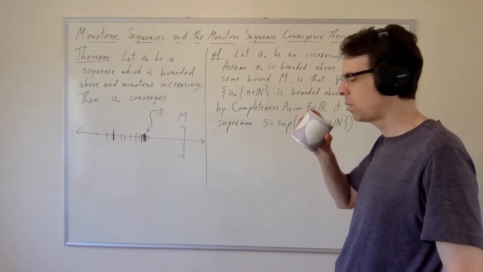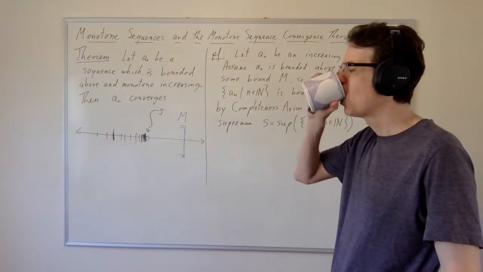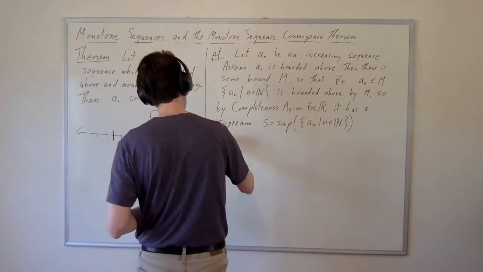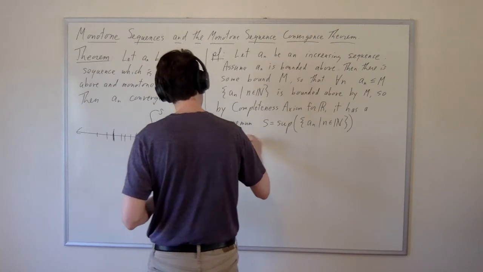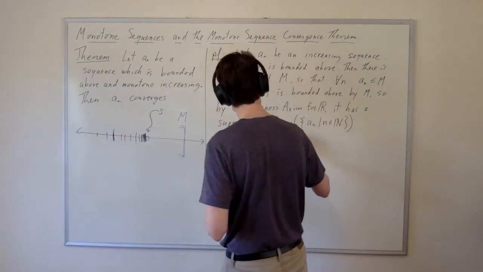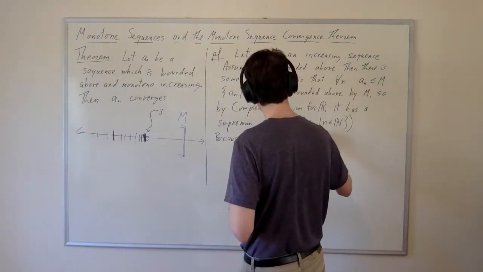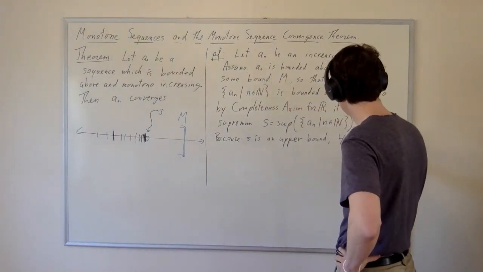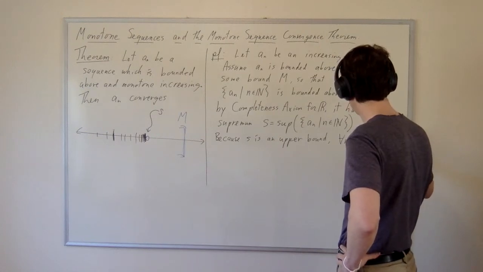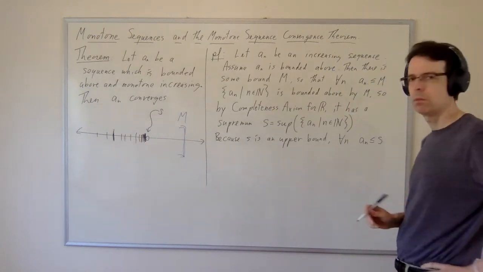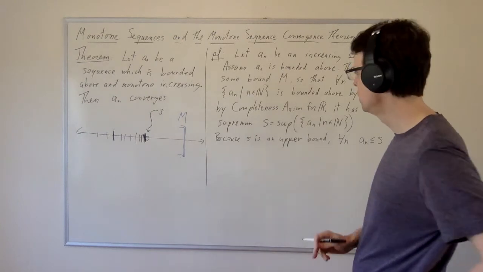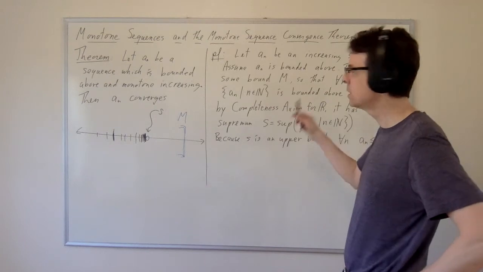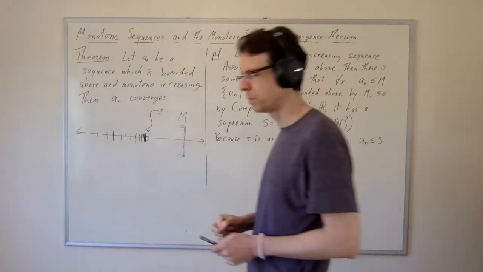So right away, we should state what it means for S to be an upper bound at least. So because S is an upper bound, then what do we know? We know for all n, a_n is less than or equal to S. It could be equal, it could be less. So that's what it means to say that S is an upper bound. It's not just any upper bound, however. It's the least among all upper bounds.